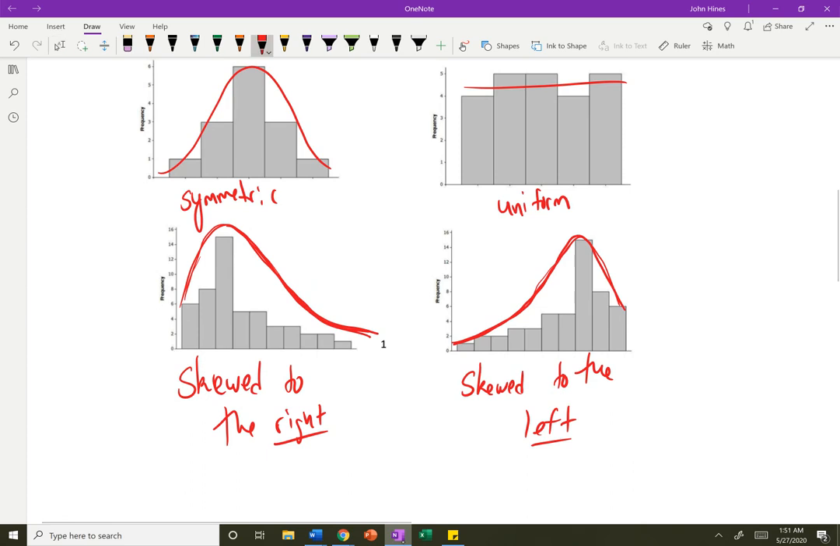So symmetric, it's kind of perfect on both sides. And we can add the word approximately if it's not perfect, but we can be approximately symmetric. Or we're going to be dealing with skewed sets of data. So the shape of the distribution is going to be important to describe. Does it have that tail? Are there outliers in the end there? Or is it perfectly symmetric?